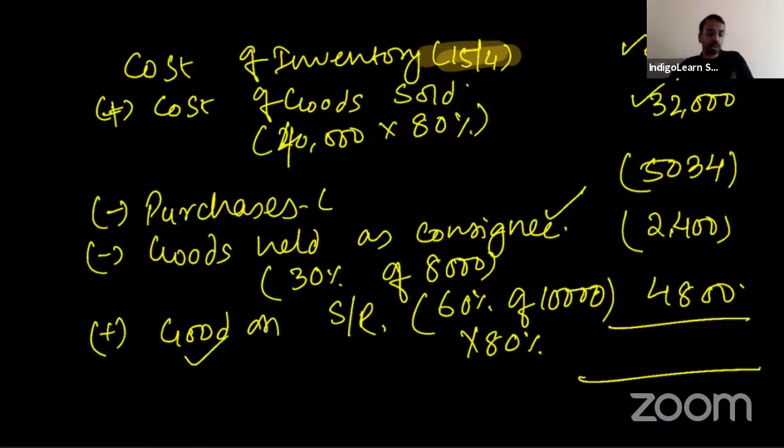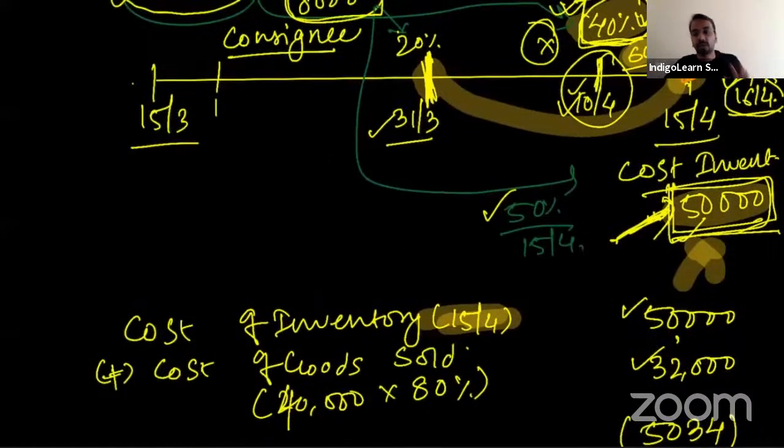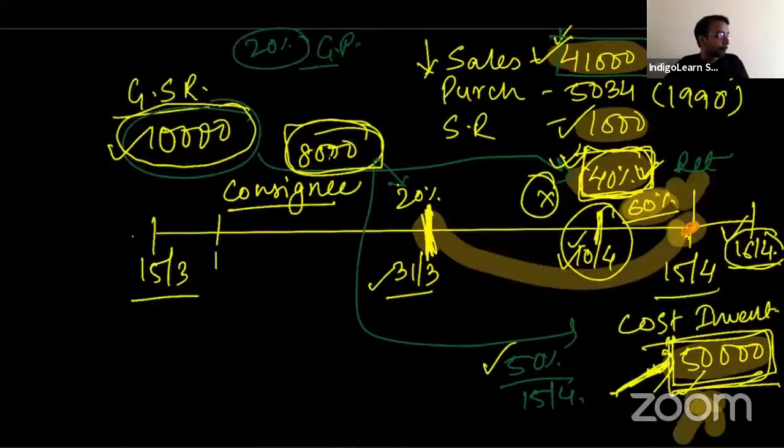Sales is 41,000, but then there is a sale return of 1,000. Please note the question. Sale of 41,000 minus sale return of 1,000, so net sales is only 40,000. You can do the calculation and figure it out.